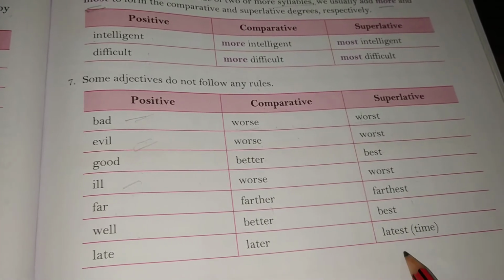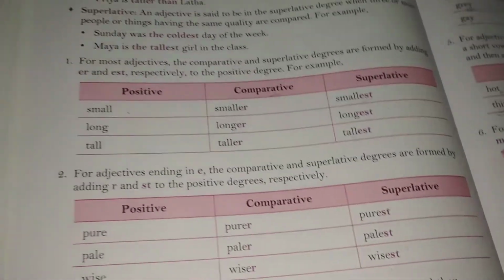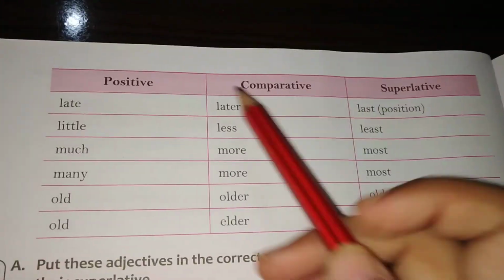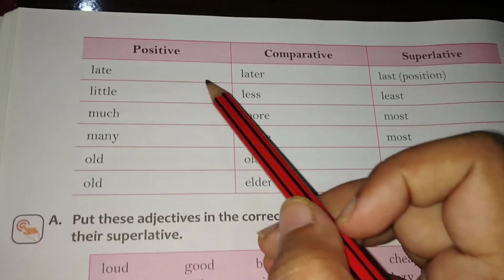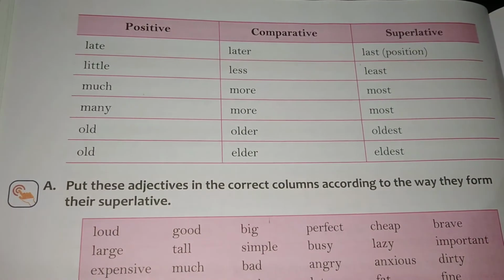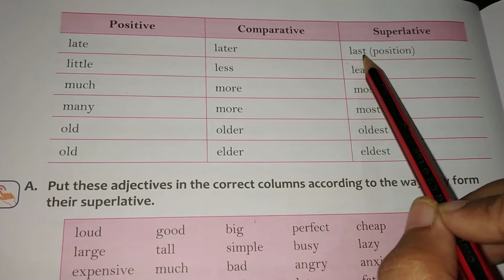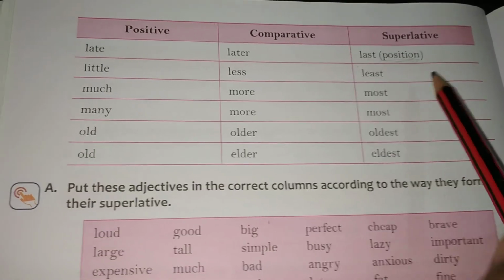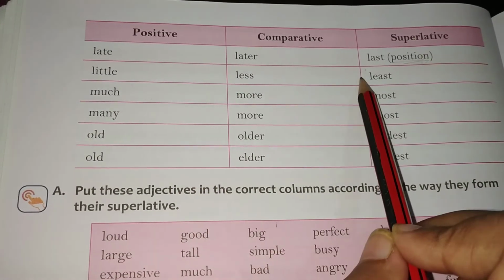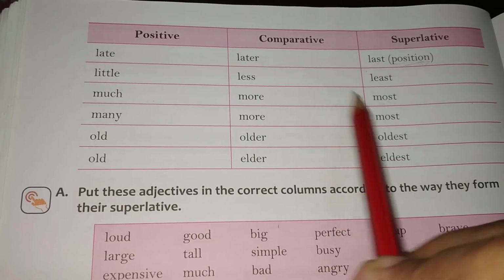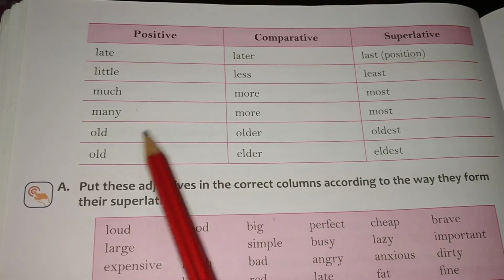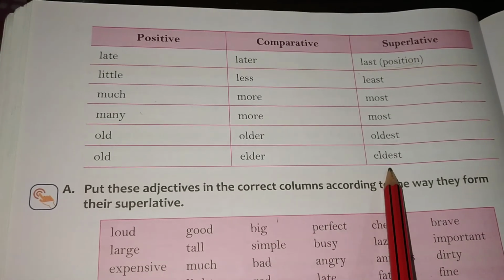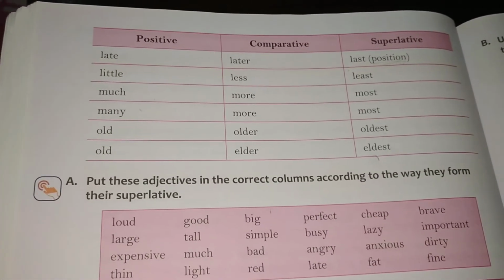Late, later, latest. Late, later, last. When we say latest, it represents time. When we say last, it represents position. Little, less, least. Much, more, most. Many, more, most. Old, older, oldest. Old, elder, eldest. These are the words which do not follow the rules.